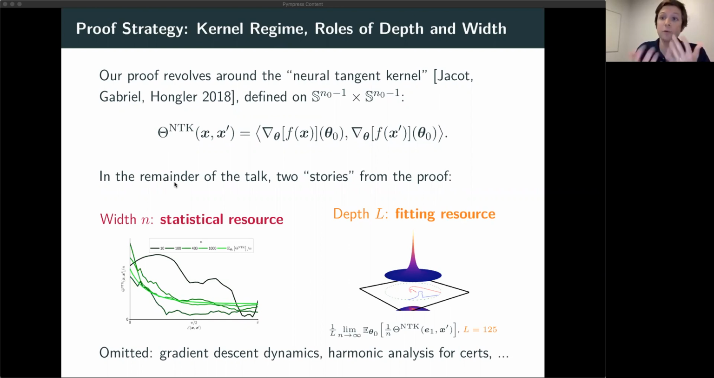So the first story is about the role width plays. In particular, it's a statistical resource. When the width is large, quantities concentrate well around their expectations, and that allows us to have deterministic quantities that we can analyze to prove that generalization and fitting proceed. And the depth plays the role in particular as a fitting resource. When the network depth in our analysis is set large relative to how complicated the geometry is, it gives us an ability to fit better. Deeper networks fit more complicated geometries. I won't have time to talk about all aspects of the proofs. Please reach out if there are other things that you find interesting here.